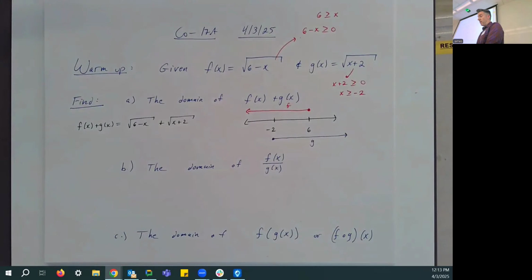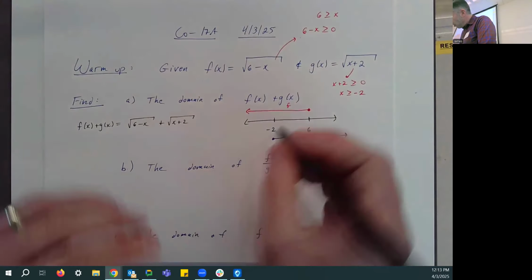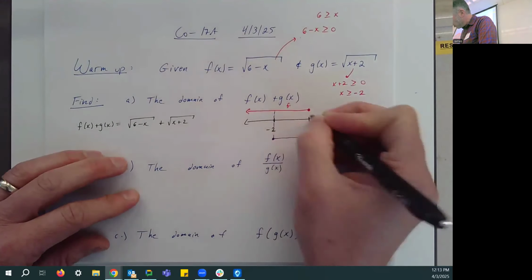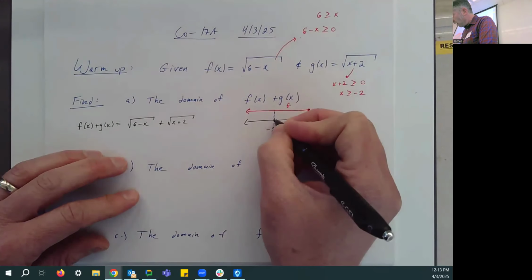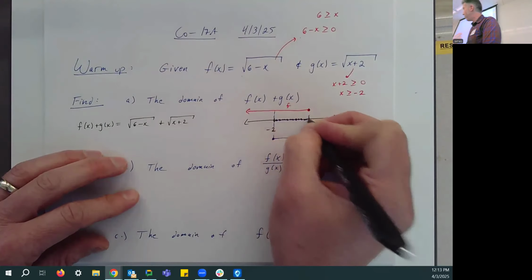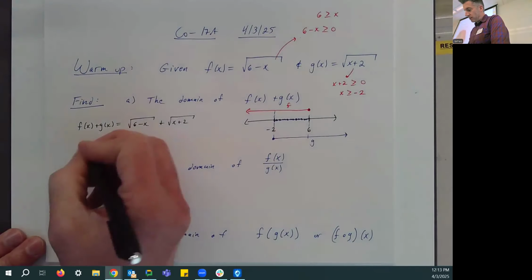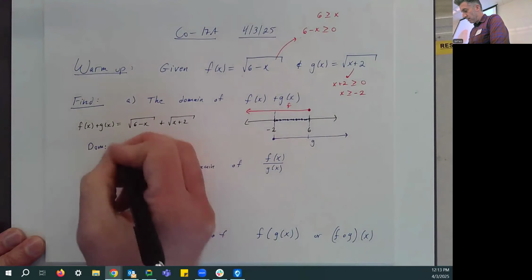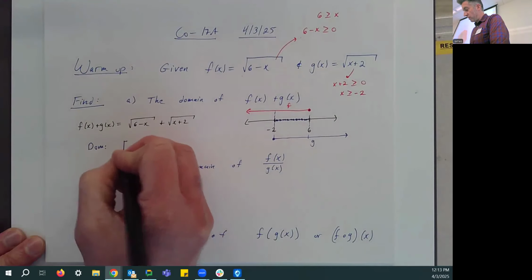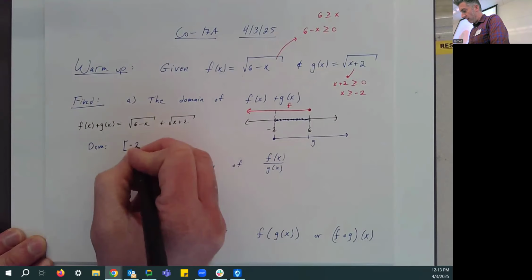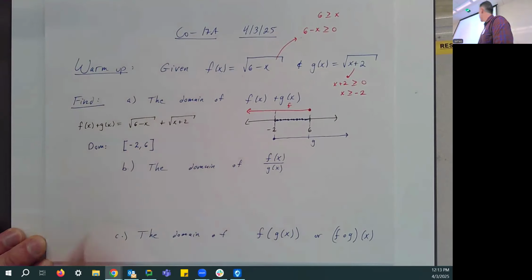And the domain of f of x plus g of x is going to be where they overlap. I should have used purple, red, and blue, and then made purple, but I wasn't thinking ahead. So we get the overlap of them, everything between -2 and +6, inclusive of those endpoints. So here the domain is going to be the inclusive interval from -2 with a bracket to +6 with a bracket.